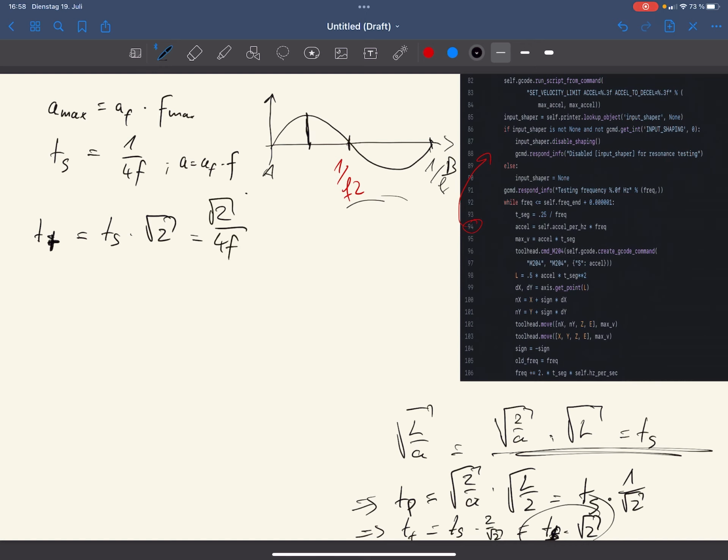And of course we could now make that a little bit simpler. It's 1 over 2 square root 2f. And we can see it's not 1 over 2f, what it should be. So what it basically means, we are measuring the wrong frequency. We are stimulating in the wrong frequency, another frequency than we expect to do.